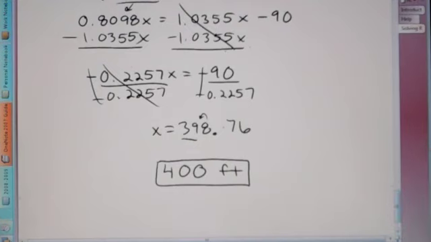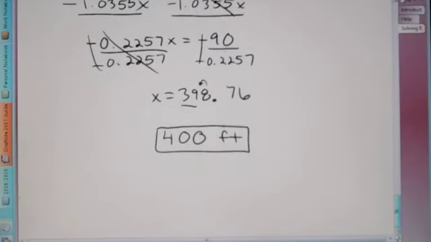So the captain is 400 feet away from the cliff. So this is how we deal with solving right triangles, especially when it comes to word problems.